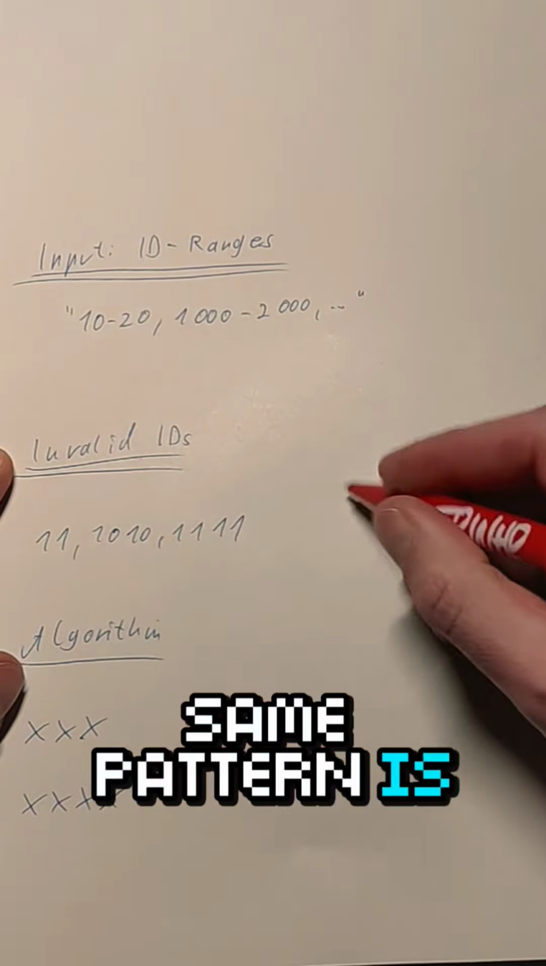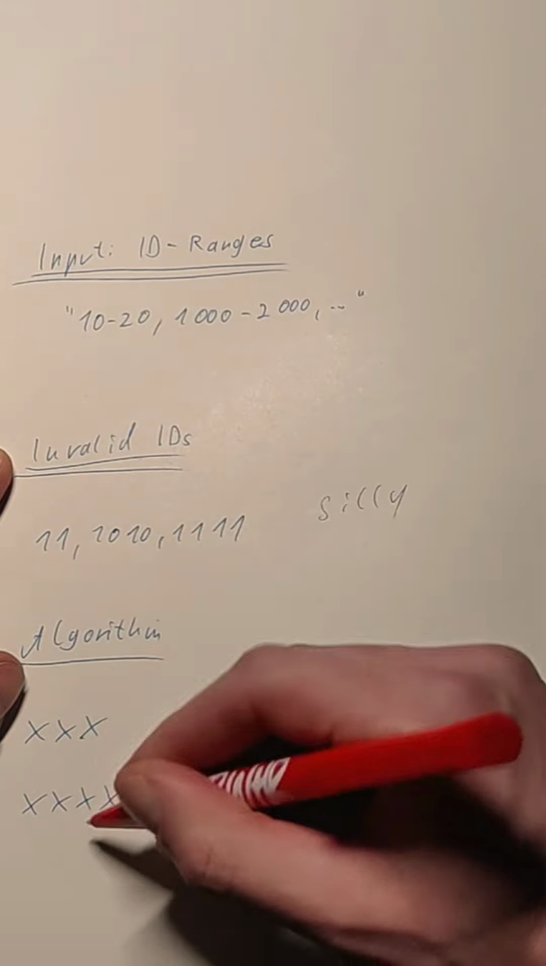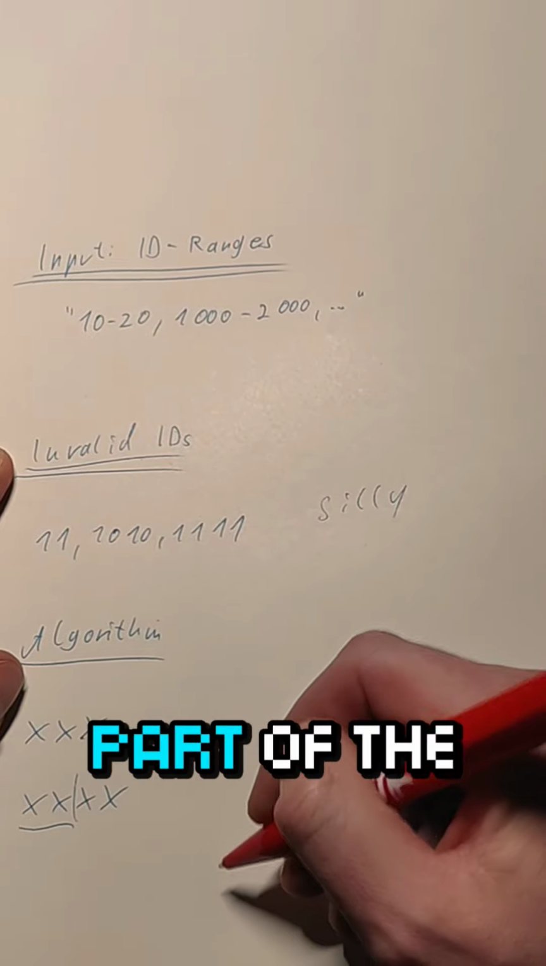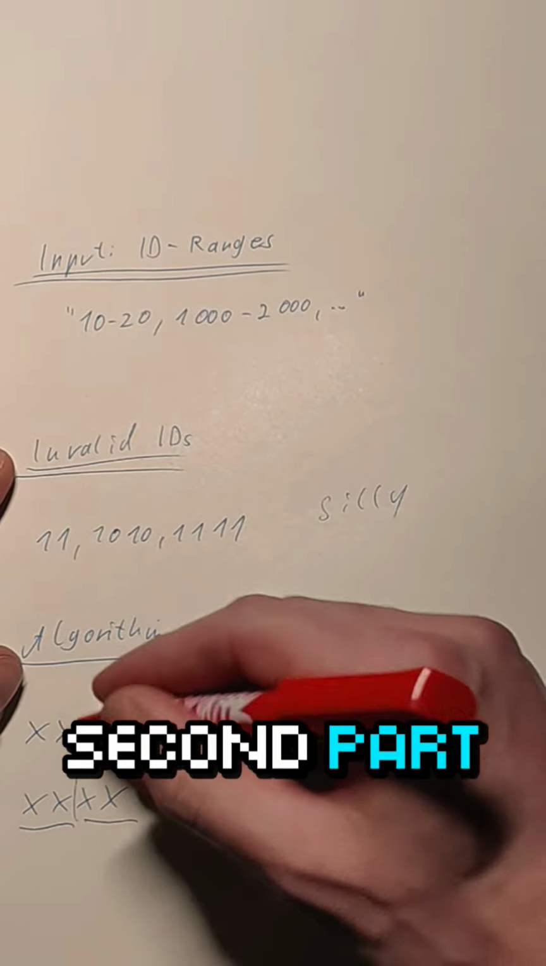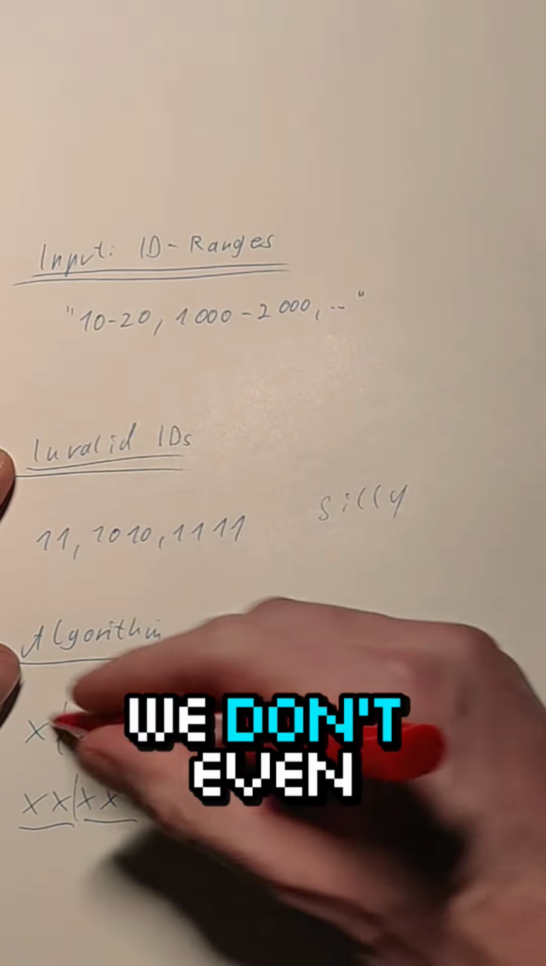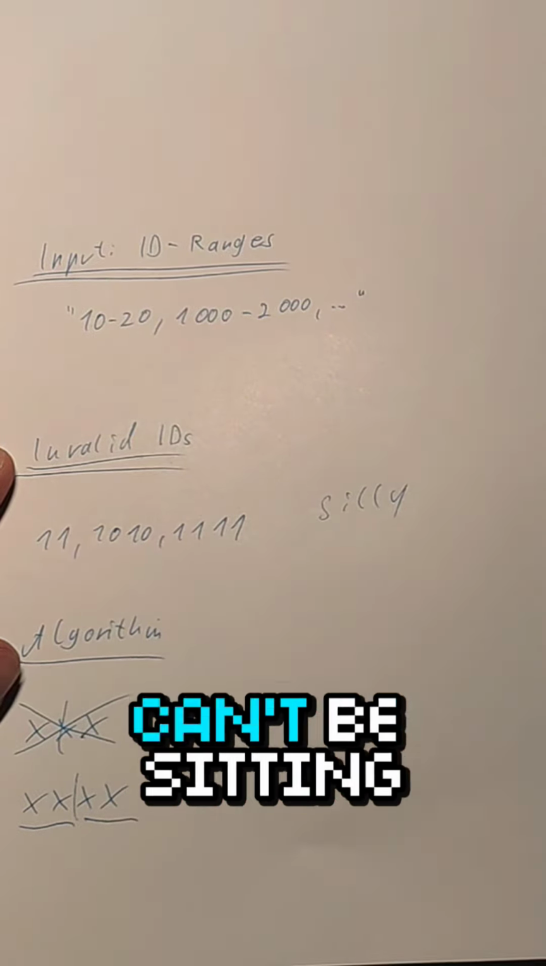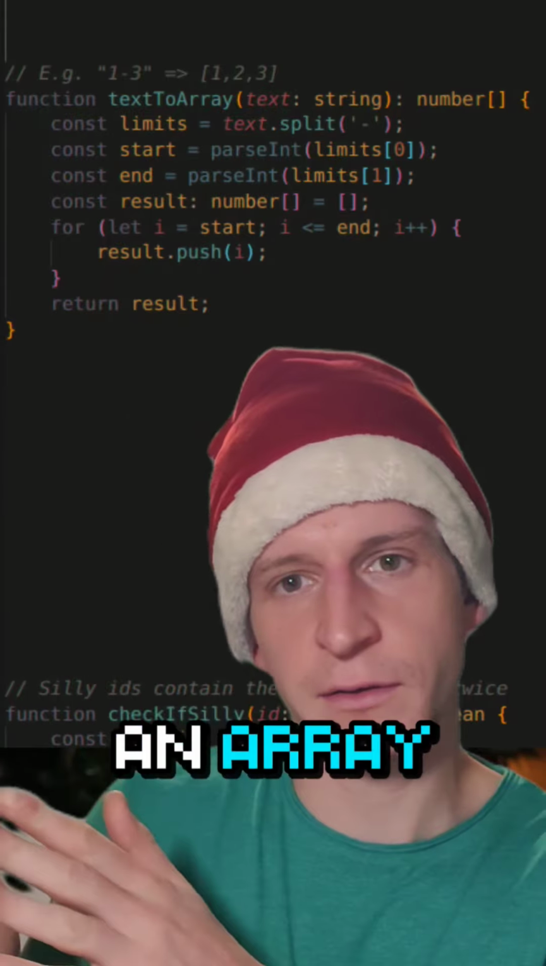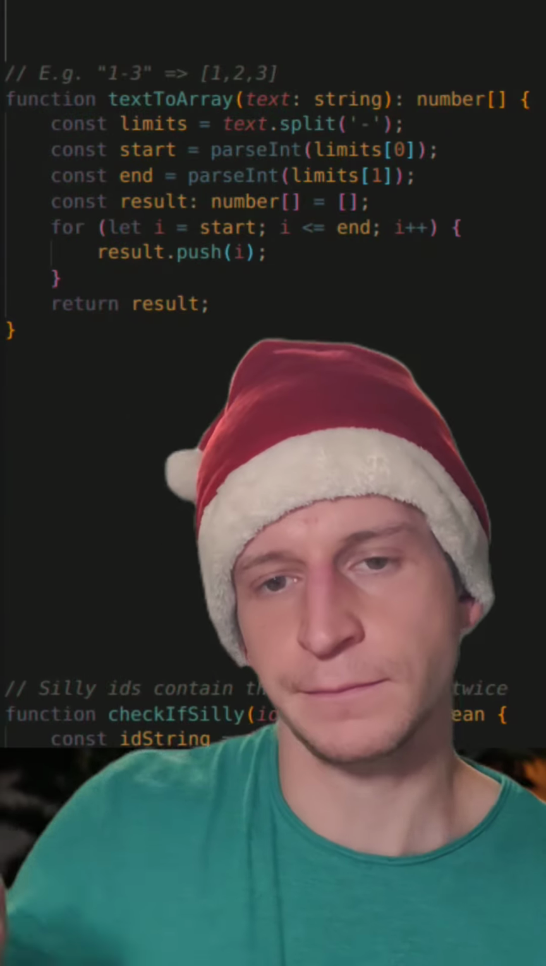It's when the same pattern is repeated twice. So for our algorithm, we check if the first part of the ID matches the second part. So if the ID is odd, we don't even have to check because these IDs can't be silly. First we transform the string of the ID ranges into an array containing each of the IDs. We check if it's silly.